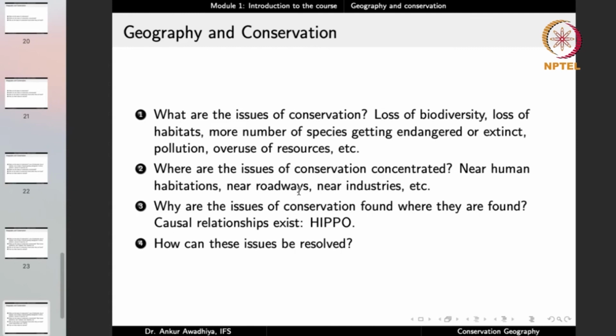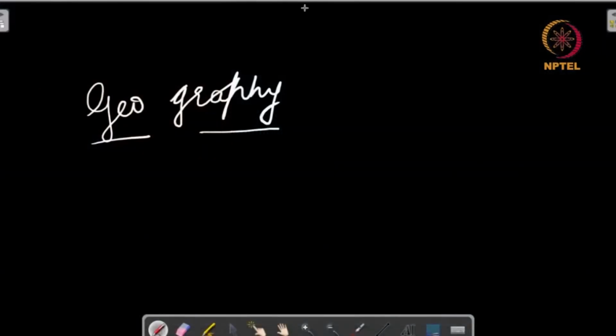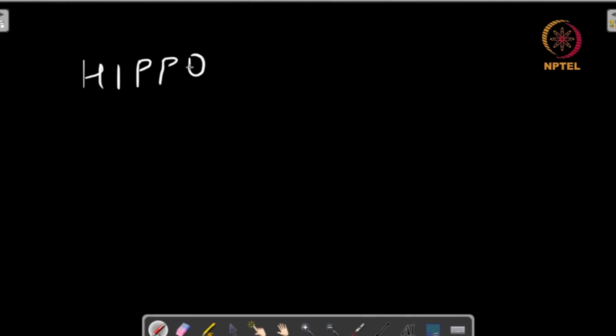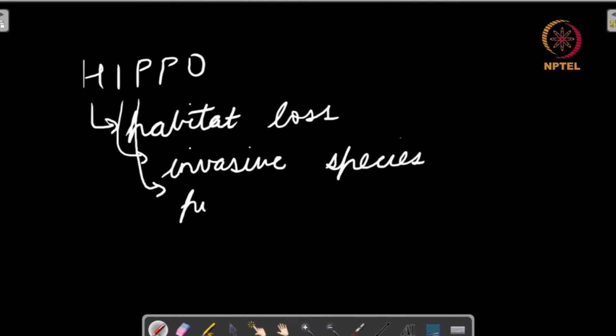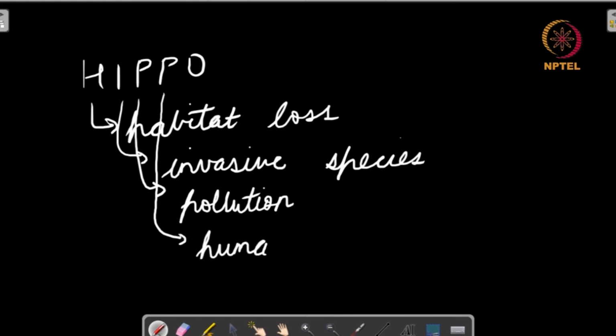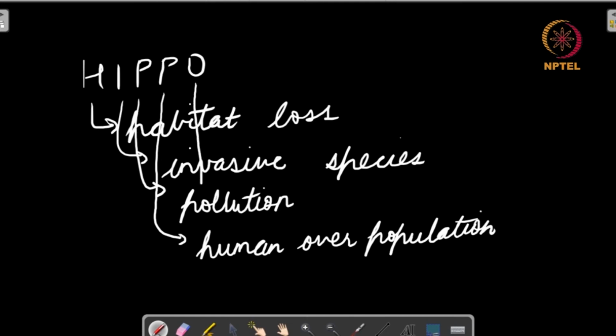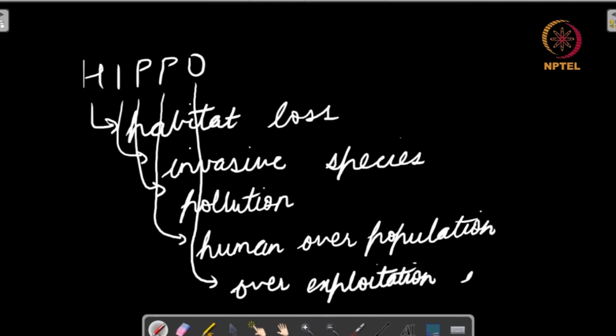Then the next question is, why are the issues of conservation found where they are found? Now in this case, we can look at the causal relationships, such as the HIPPO factors. HIPPO stands for habitat loss. I stands for invasive species. P stands for pollution. The next P stands for human overpopulation. And O is related to the overexploitation of resources.